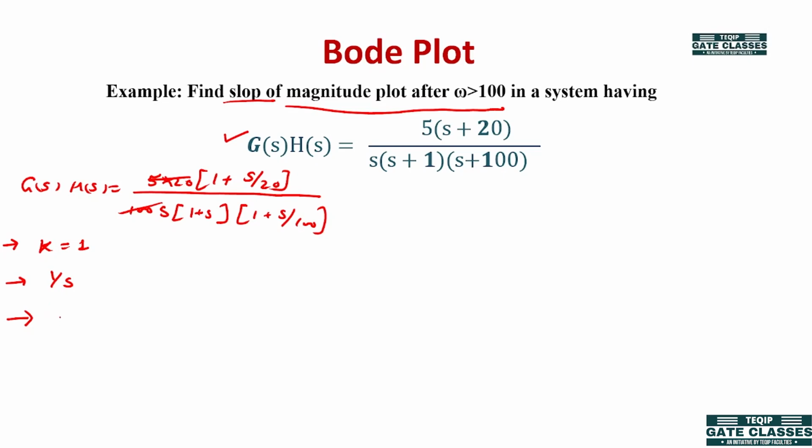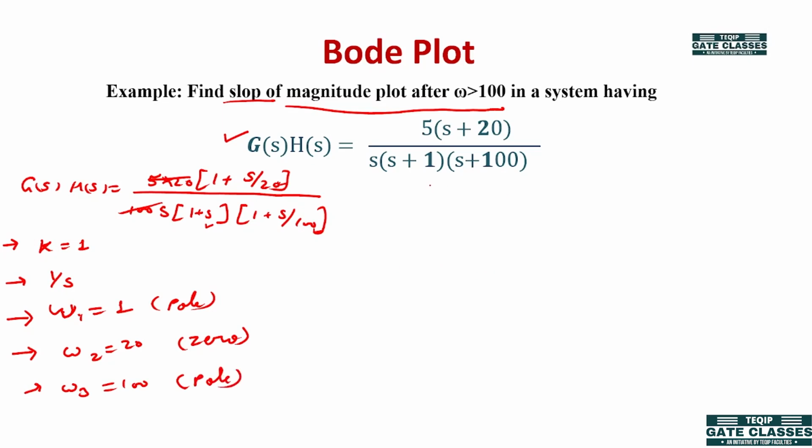So the first one is with the smallest frequency, that is 1. For this it is 20. For this it is 100. So the next is a first order pole with cutoff frequency omega 1 equal to 1. And then with cutoff frequency 20, this is a first order zero. And then again a first order pole with cutoff frequency equal to 100. This is again a first order pole.